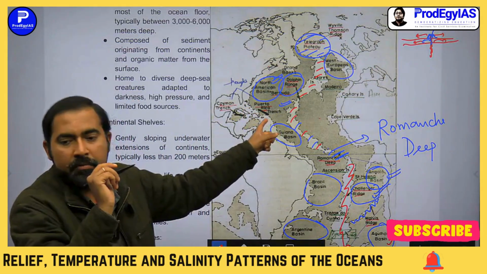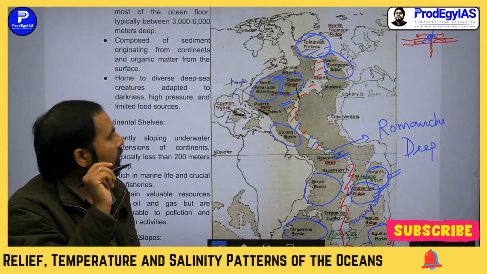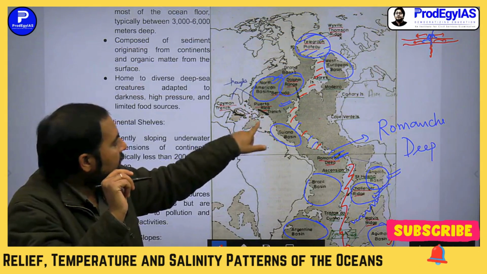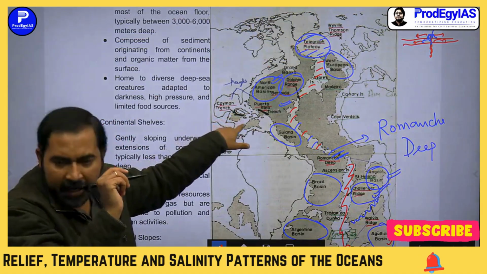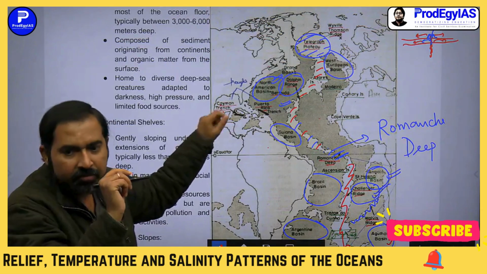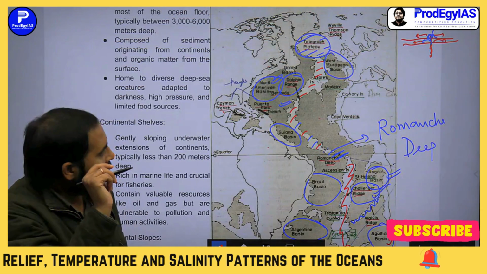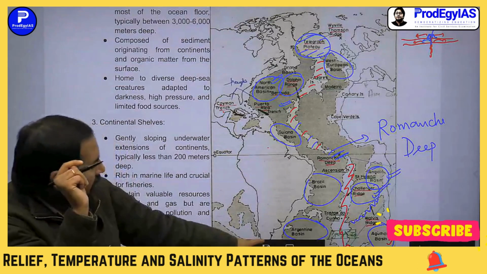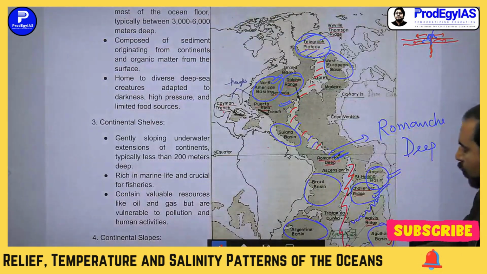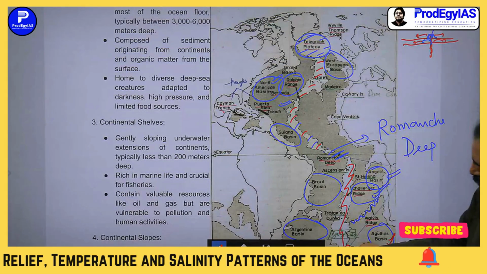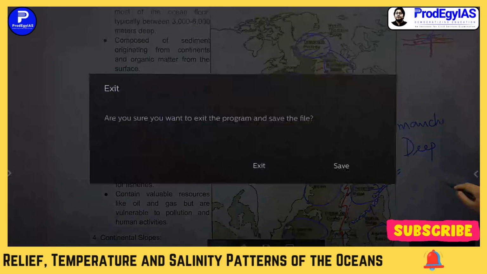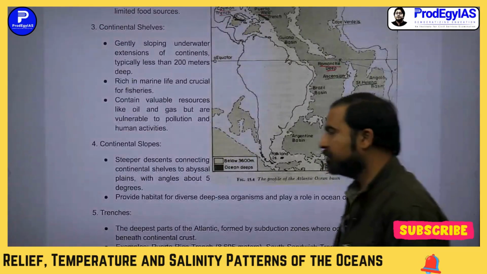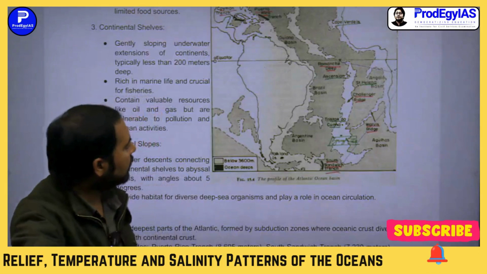Puerto Rico trench. Here is an island named Puerto Rico. The trench is named after that island, Puerto Rico trench. Here are the Cayman Islands, so it is called Cayman Trench. Puerto Rico trench, Cayman Trench, and here on the southern part of the Atlantic Ocean, in the extreme south, South Sandwich Trench. This trench part is known as South Sandwich Trench, right?